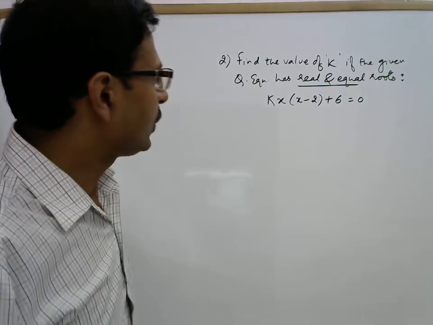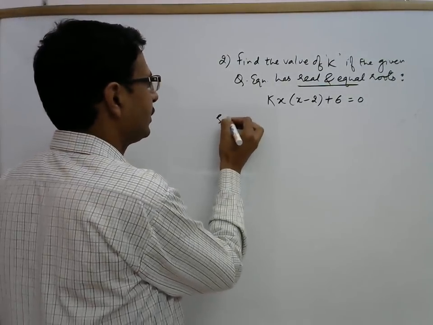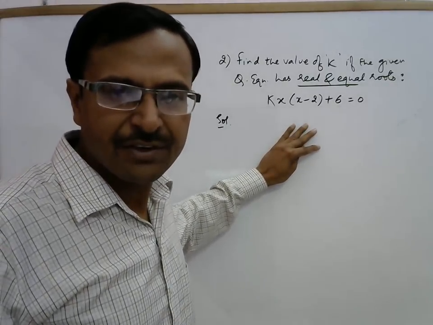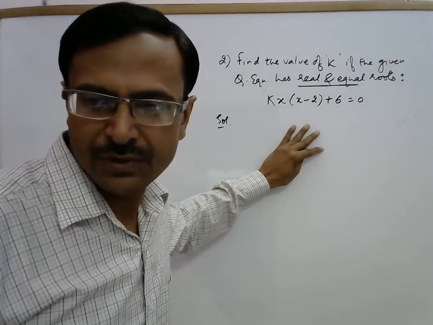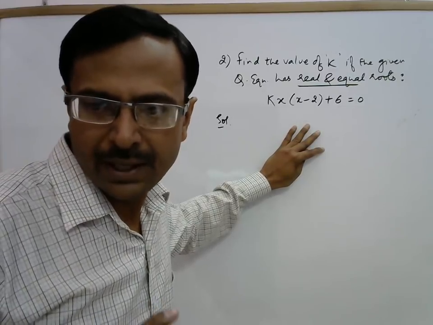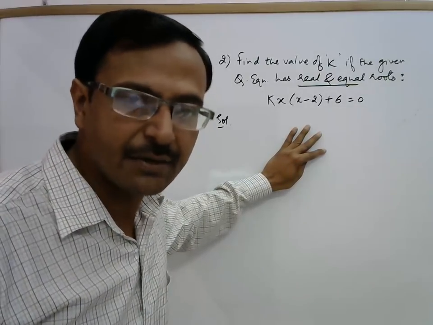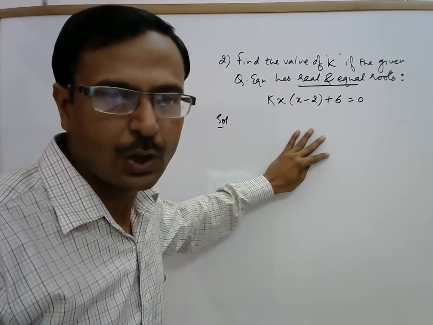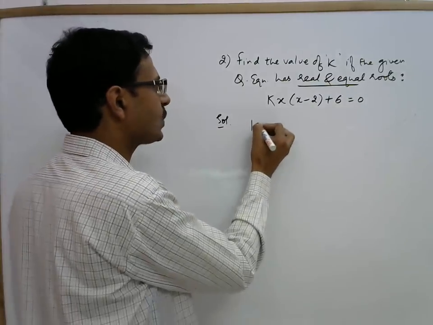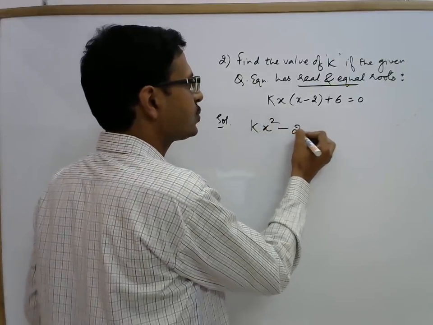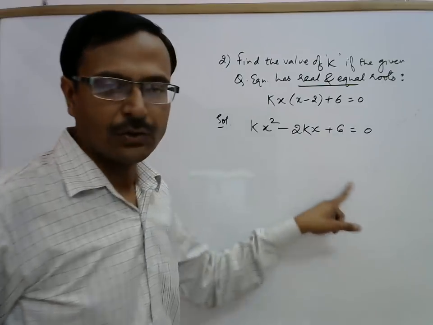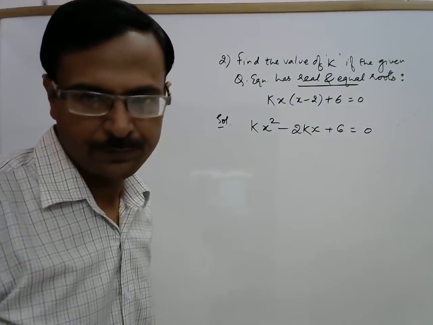Okay, so now you see in this solution, first of all we have to remove the bracket. Every time whenever we are given a quadratic equation, first we have to bring that quadratic equation in the standard form, that is ax square plus bx plus c equal to 0. So now open this bracket, we get kx square minus 2kx plus 6 equal to 0. See, now this is the standard form of quadratic equation.